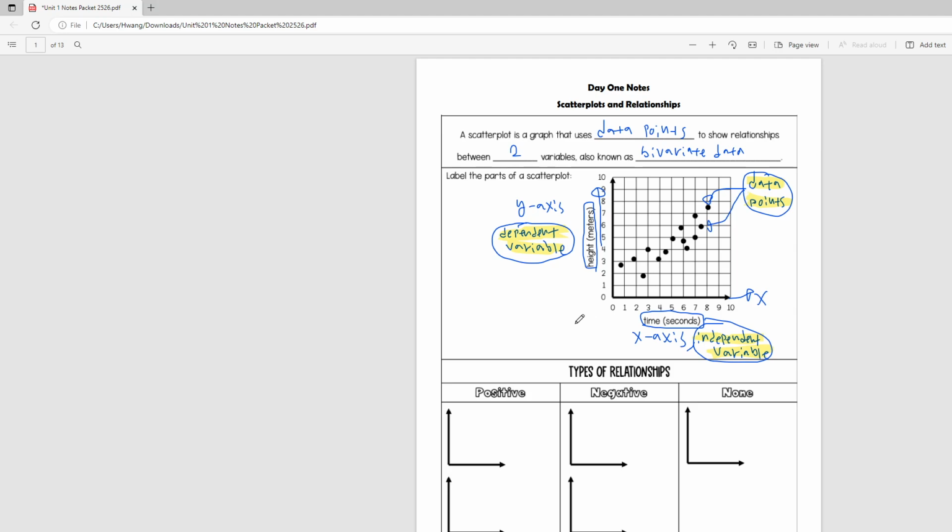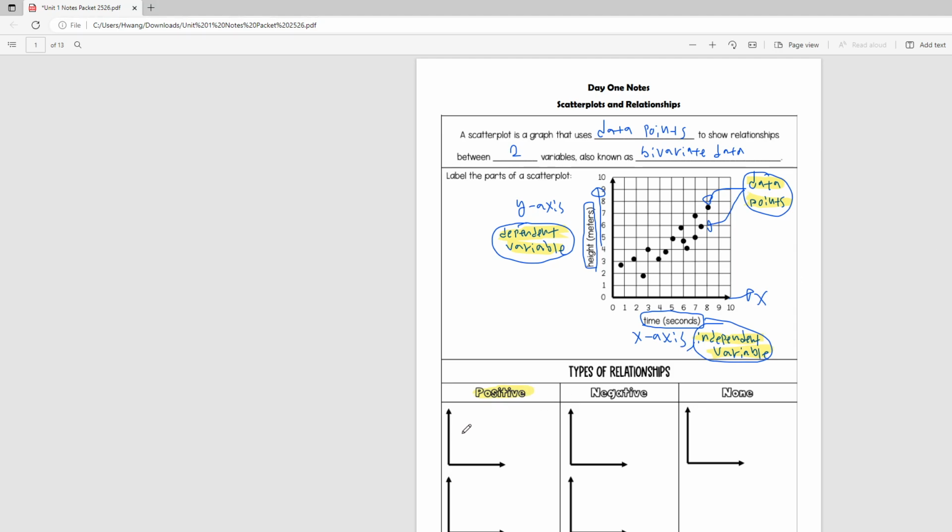Now let's move on to the types of relationships. Now we know that there is an independent variable and a dependent variable and the data points on a scatter plot. But what kind of relationships can these variables show us? There are three types of relationships that we want to cover. The first one is called a positive relationship.